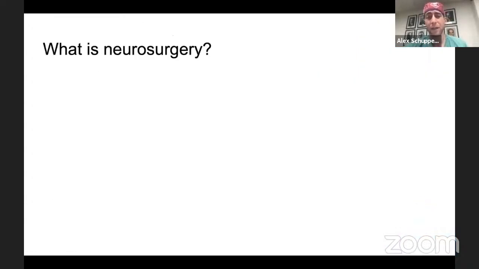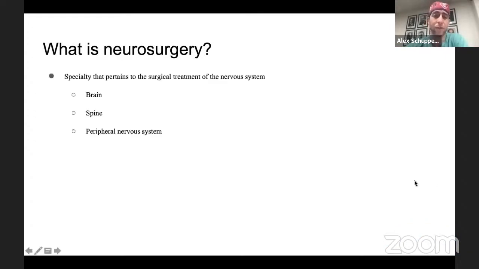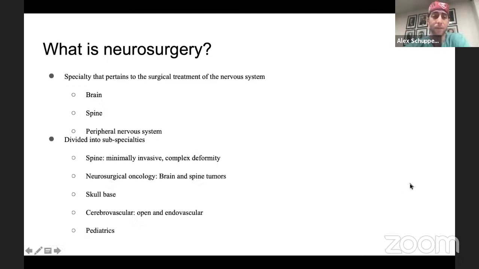I'm sure some of you have an idea of what neurosurgery is, but for those of you who may not be so familiar, neurosurgery is a specialty that pertains to the surgical management of diseases and disorders of the nervous system. Many people think that being a neurosurgeon is synonymous with being a brain surgeon. But actually, a lot of the surgery we do is outside of the head. It includes both the spine as well as the peripheral nervous system.